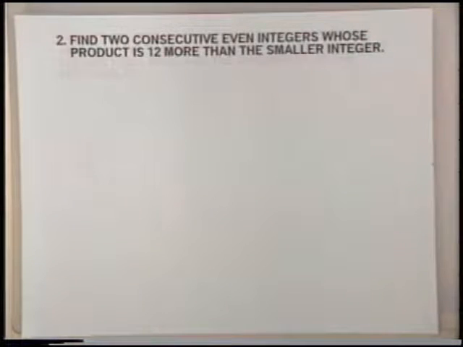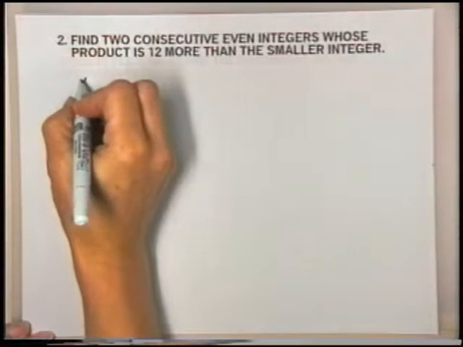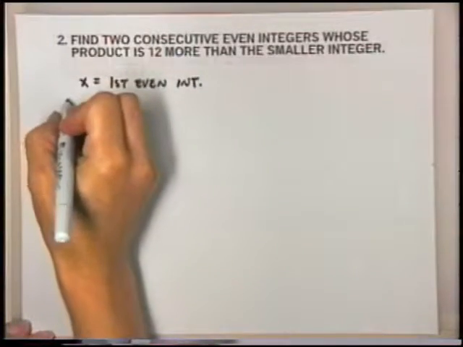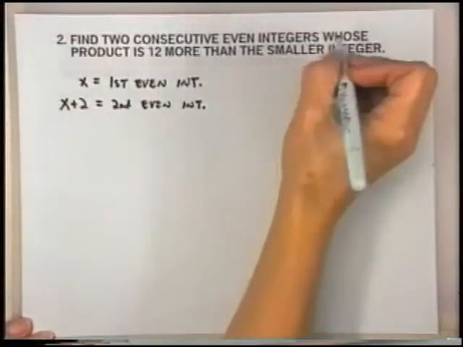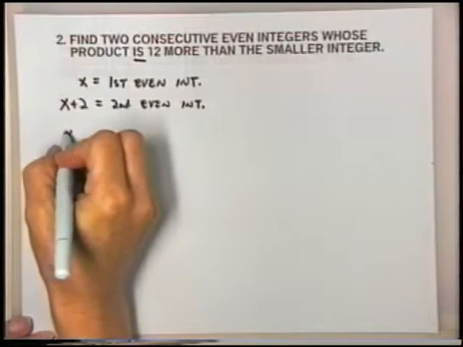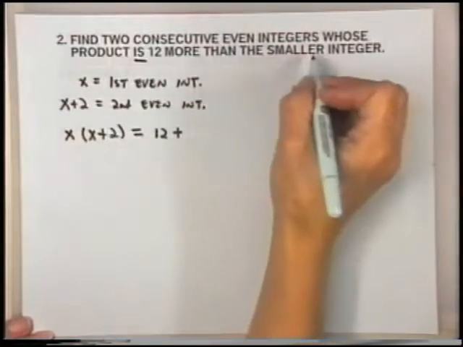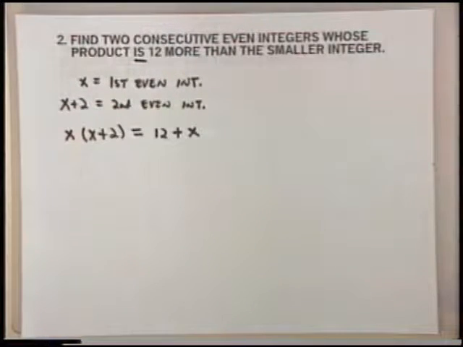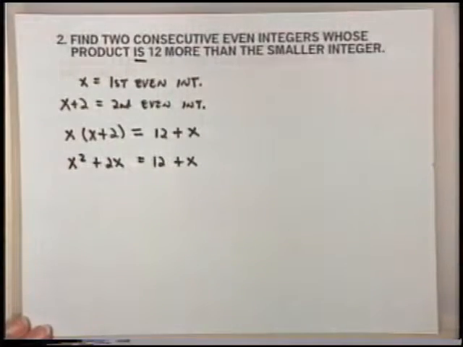Your second problem was to find two consecutive even integers whose product is 12 more than the smaller integer. If we let x equal the first even integer, to get to the next consecutive even integer, we would have to add 2. X plus 2 will be the second even integer, whose product is the product of these two integers. X times x plus 2 equals 12 more than, which means 12 plus the smaller integer. This first integer is going to be smaller than the second one, so we want the smaller integer x there. Clearing our parentheses, we have x squared plus 2x equals 12 plus x.